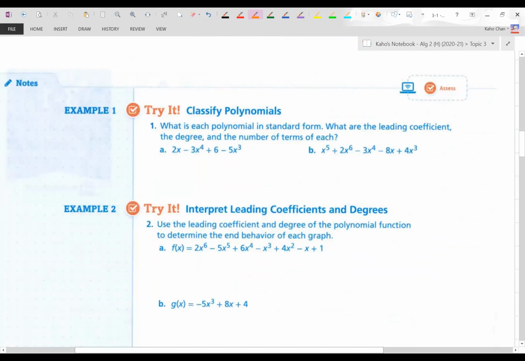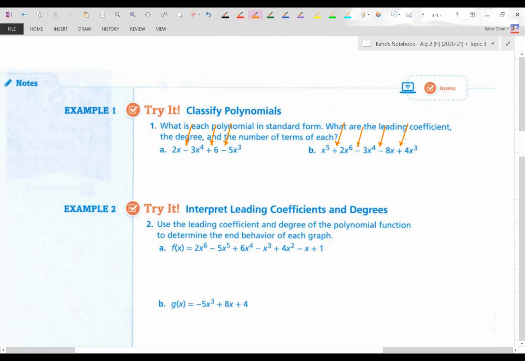All right, example 1. We're presented some random polynomials. Looks like number 1a has 4 terms and number 1b has 5 terms. You can tell by separating the terms with the pluses and minuses. It's been a while since you've had Algebra 1, but I tell my Algebra 1 kids to look for the pluses and minuses and that'll separate the terms for you.